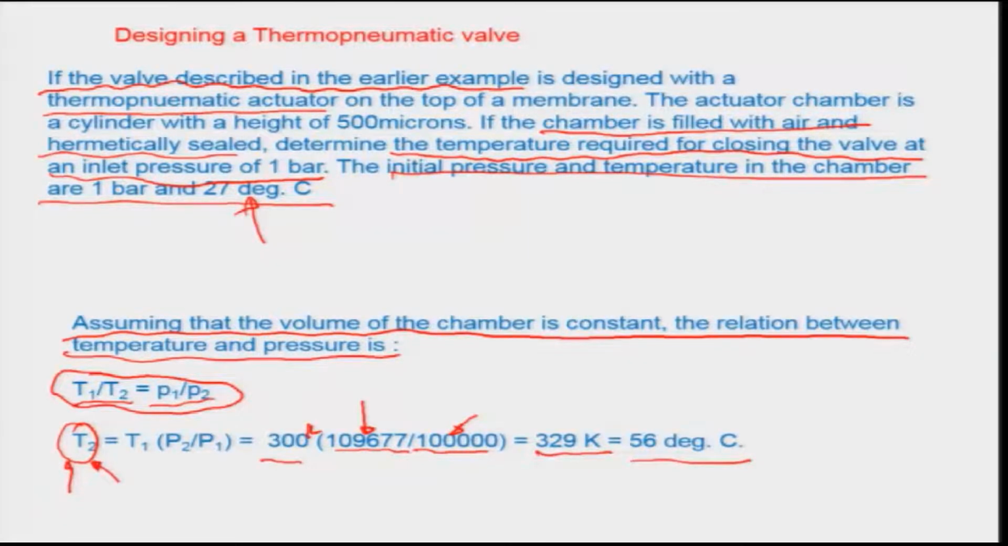So, there can be many such forms of systems which are used by various different valves. They can operate on a lot of conditions. For example, as I told you, there can be thermomechanical valves, piezoelectric valves, electrostatic valves, electromagnetic valves, and so on and so forth.